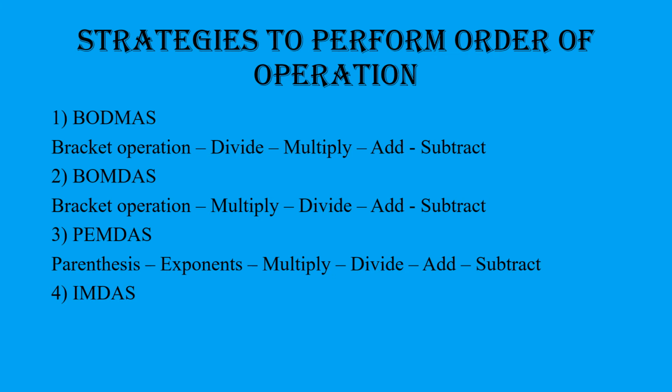And last but not least, we have IMDAS. For IMDAS, all we say here is what? We have the index. So that's all we're worried about. If you have any index, do that first. And then you do your basic operations in that set sequence: multiply, divide, add, subtract. And an index is the same thing as an exponent. I guess by the time we reach the index level, we already agree that brackets go first. No question about it. Brackets go first.